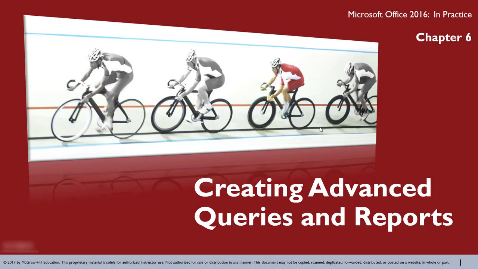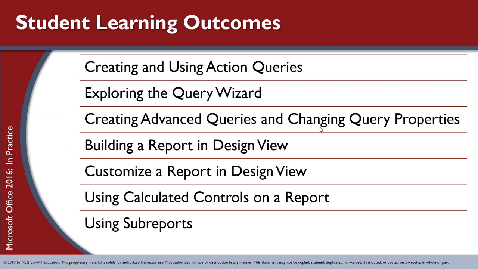This week we take a look at Chapter 6 in your textbook, which covers creating advanced queries and reports. Some of our student outcomes will be creating and using action queries. We'll take a look at the Query Wizard. Note there is not a pause in practice on the Query Wizard, so there is a bonus lecture this week that talks about creating a cross-tab query. We will take a look at changing query properties.